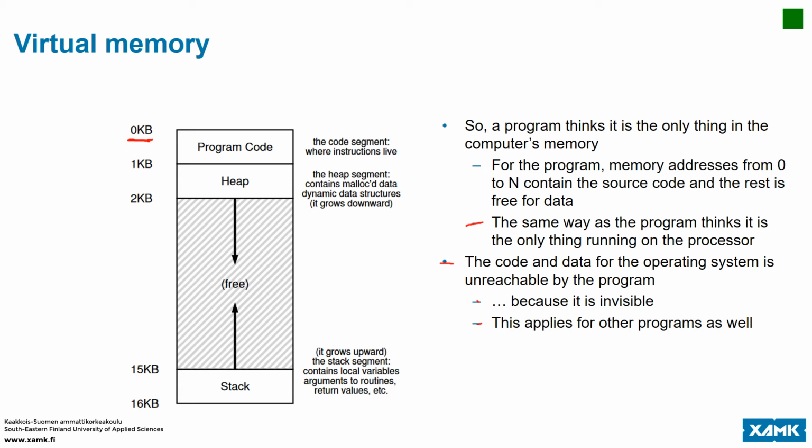This way, the program thinks it's the only thing running on the CPU. The code and data of the operating system is unreachable by the program because it's invisible, and also code and data from other programs is unreachable because they are also invisible. So in essence, this virtual memory concept is making it look like the program is the only thing running on this computer system.